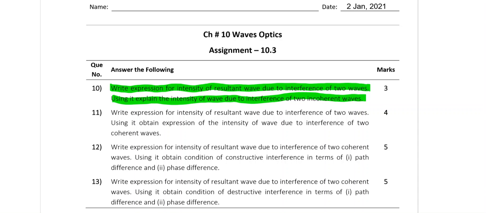What do you mean by incoherent waves? Let us first see the expression of the intensity of the resultant wave when two waves interfere. Then we'll see what is the meaning of incoherent wave.